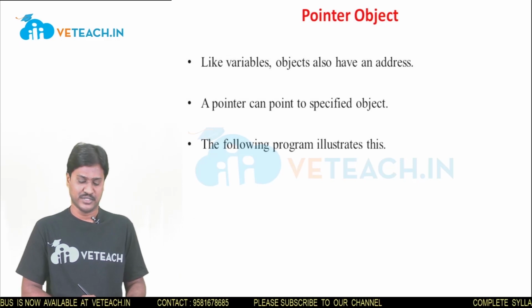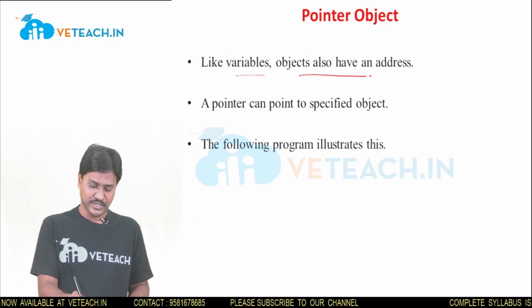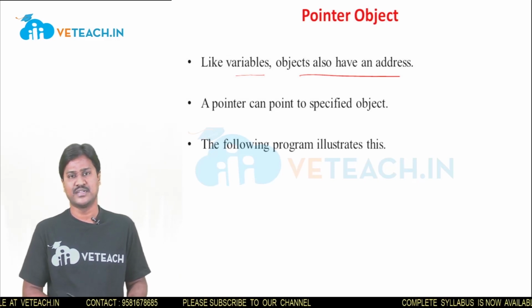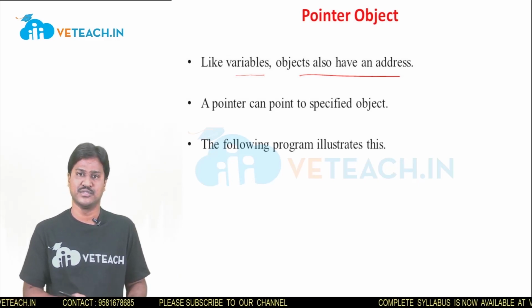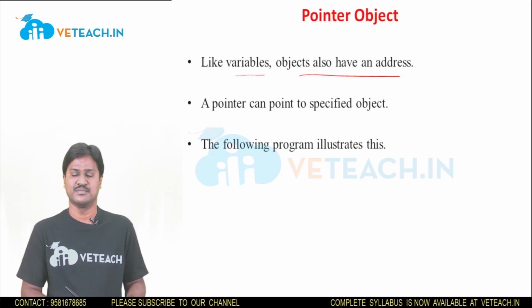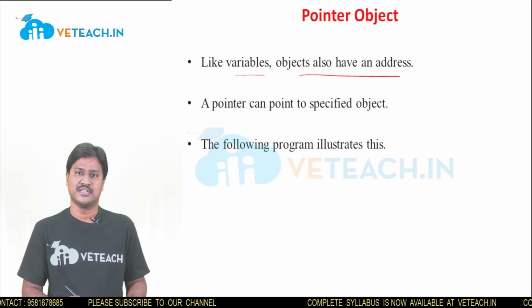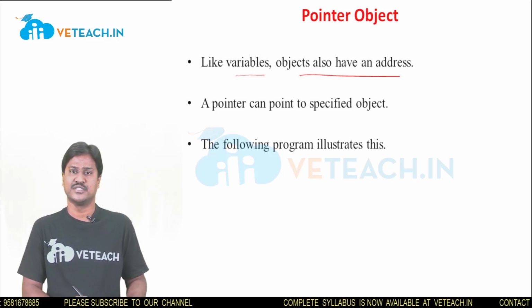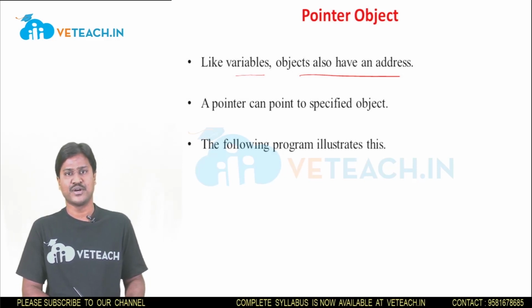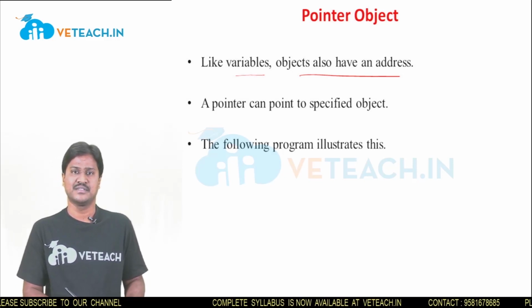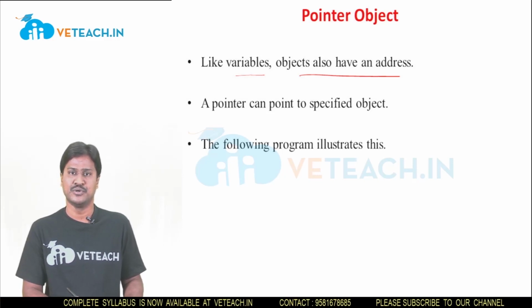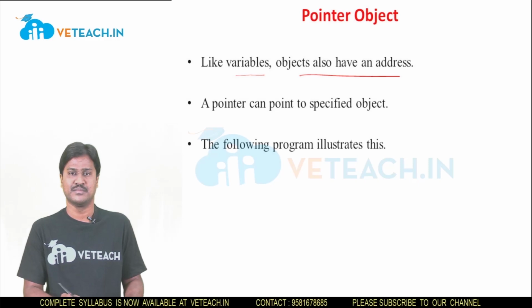Coming to pointer object, like variables, objects also have an address. Generally, I told you that every variable defined in our program is reserved a memory by the compiler, and every memory location has its own address to access. In the same way, in the pointers concept we can define pointers of the same type to hold the address of the variable at a memory location.